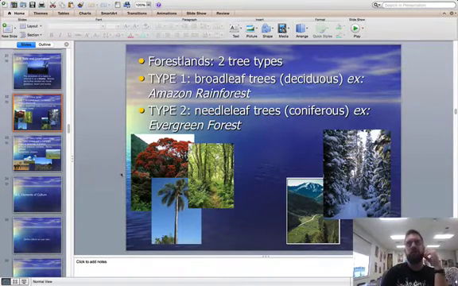And then getting into forest, you do need to know the two different types of trees. So you have broadleaf trees or deciduous, which is the word you'll see on tests and stuff. Those are the type of trees we see in the rainforest. It's also the type of trees we have here. So it's ones that lose their leaves in the winter. And then type 2 is needle-leaf trees or coniferous, which is the word you'll see on any test. And those are your evergreen trees. You mainly see those up in the mountains, like in the Rockies. So deciduous and coniferous are the two you need to know.